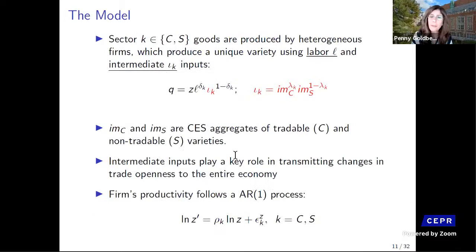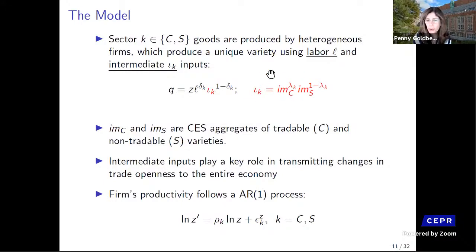The subscript K in our notation refers to sectors, okay? And these sector goods are produced by heterogeneous firms. Each firm produces a unique variety using two inputs: labor, L in our notation, and intermediate inputs, I_K. And these inputs are combined according to a Cobb-Douglas production function with constant returns to scale.